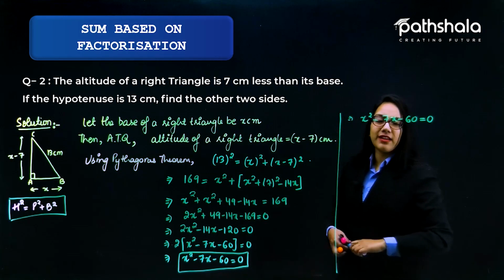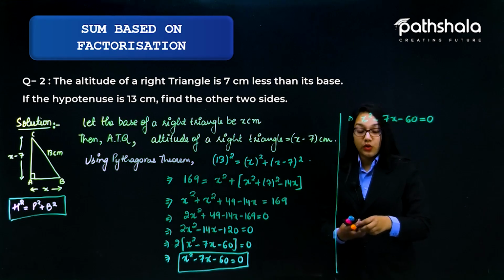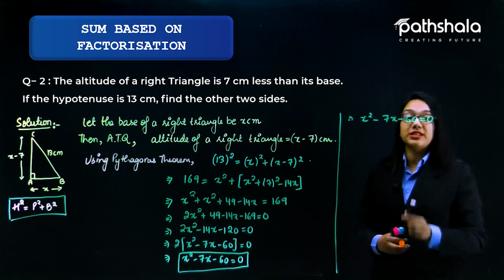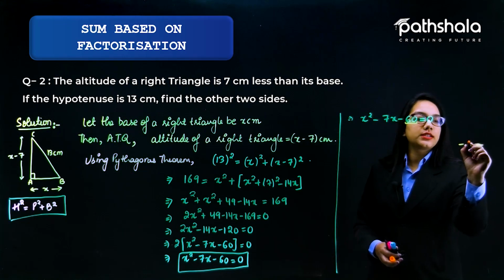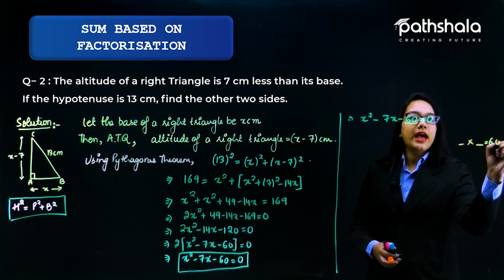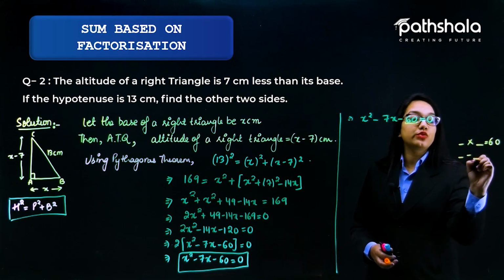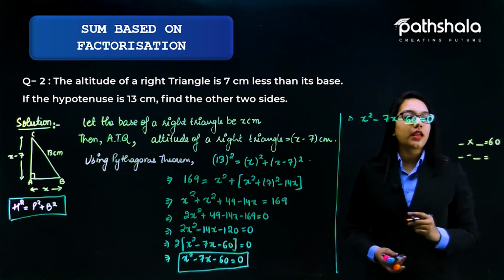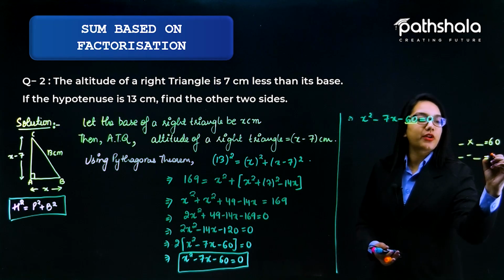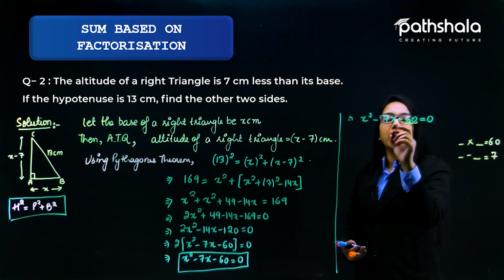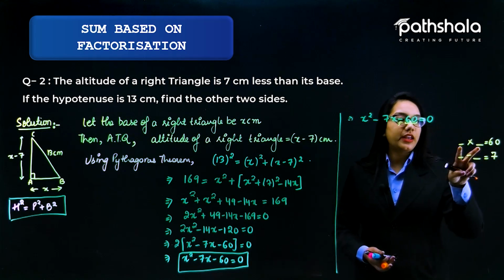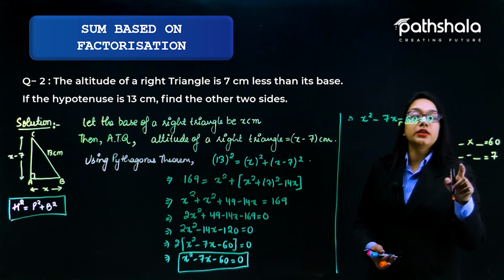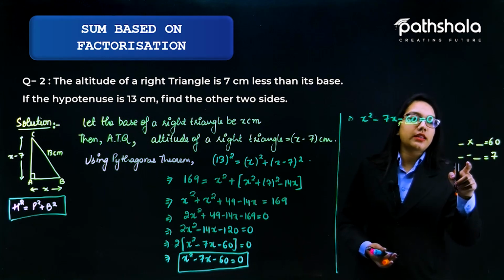So further we can say we have to look out for the numbers whose multiplication is nothing but 60 and whose subtraction is equal to 7. As we can see, we have this negative sign over here, so it means we have to look out for the two numbers whose multiplication is 60 and further whose subtraction is nothing but 7.